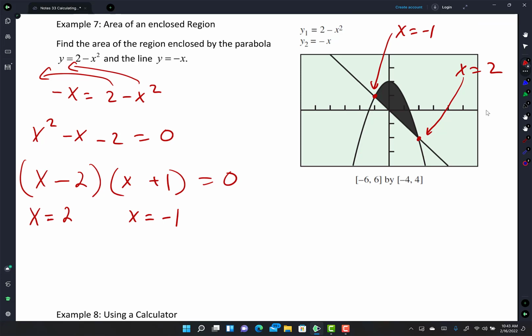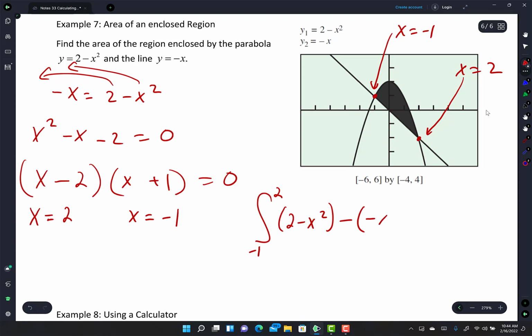Now what do I do? Integral from what to what? Negative 1 to 2. What curve is on top? 2 minus x squared. What curve is on the bottom? Negative x.